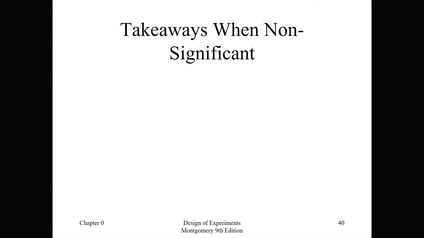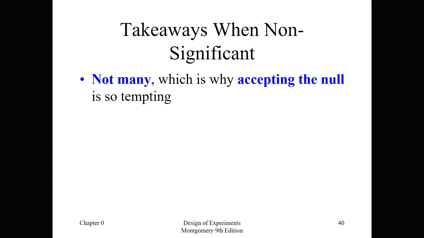All right, so as a final slide, what can we conclude when there are non-significant results? And this is a tough thing, because there's actually not a lot of conclusions that you can make when the results are not statistically significant. And it's why accepting the null is so tempting, because everybody wants to say, oh, I didn't find a relationship, so that means there's not a relationship.